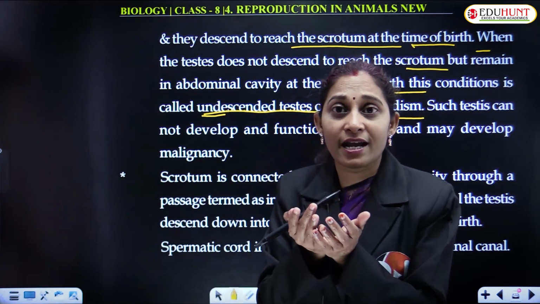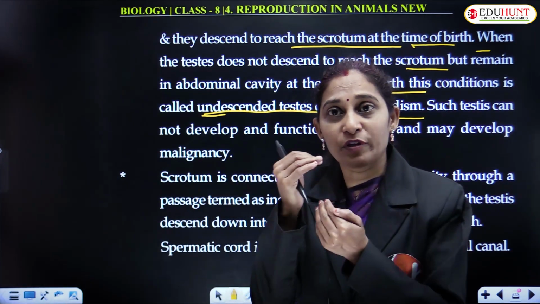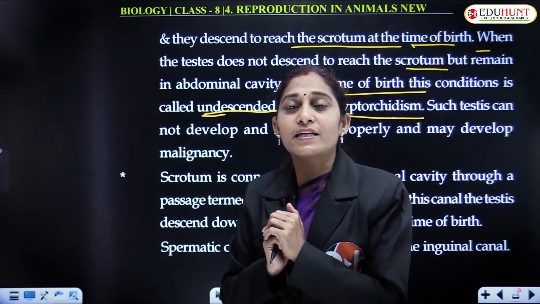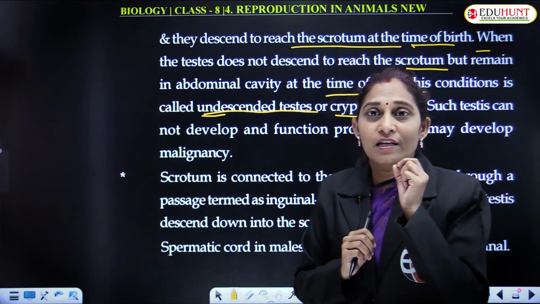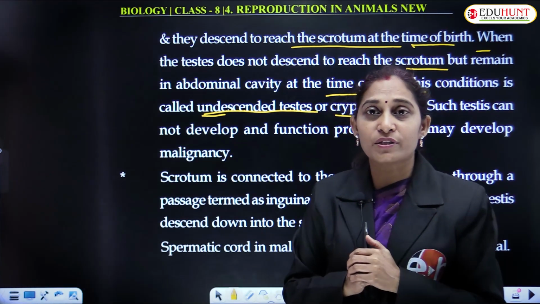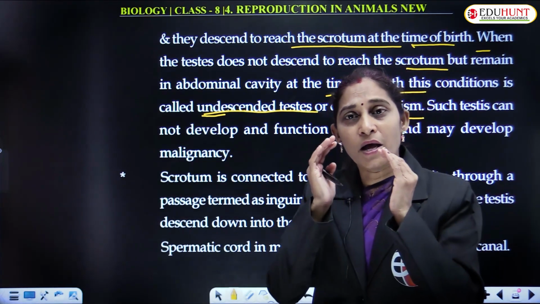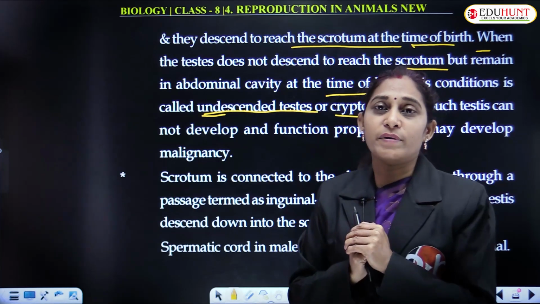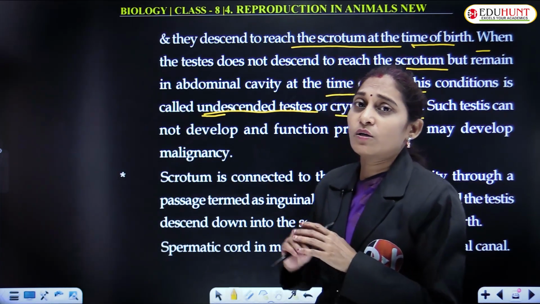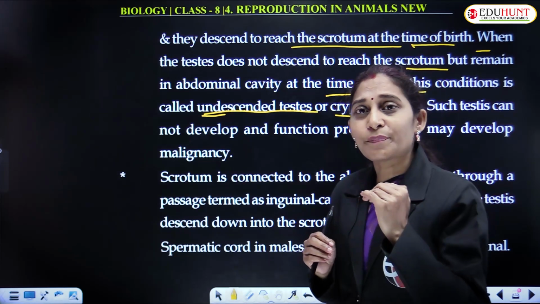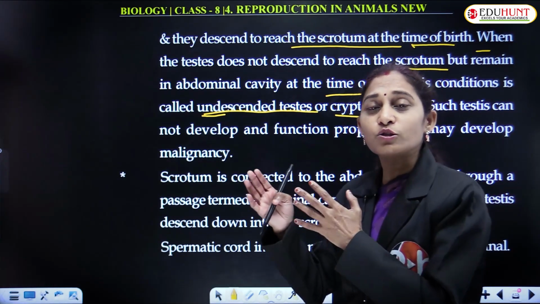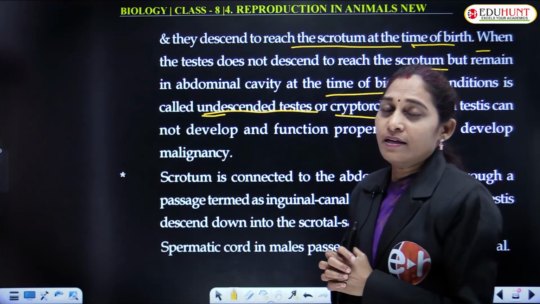Because as I said, there should be a temperature difference. At least 2 to 2.5 degrees centigrade, the temperature must be lower than the body temperature. That is why they are present below the abdomen as a separate part. So before birth, they are present in the abdominal cavity. During birth, they come to the scrotal sac.